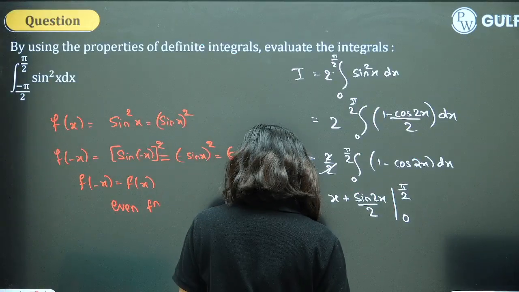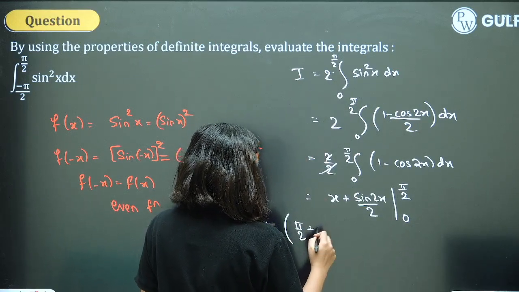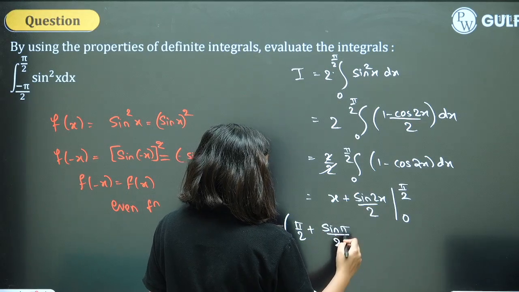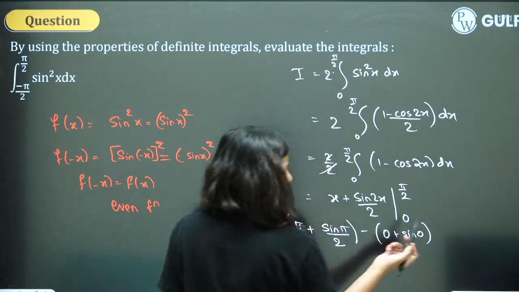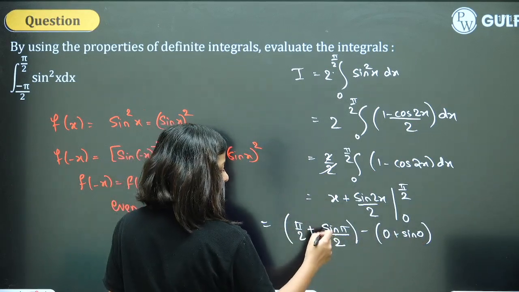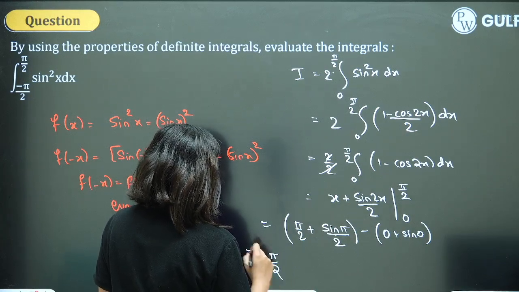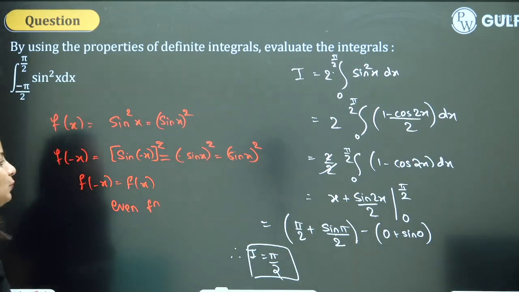Right, if I put the upper limit and lower limit, we will get pi by 2 plus sin 2 times pi by 2, which is sin pi, the whole by 2, minus 0 plus sin 0. Sin 0 is 0. Pi by 2, sin pi is also 0. We're getting the value of I to be equal to pi by 2. The value of I is pi by 2. Yes or no, children?